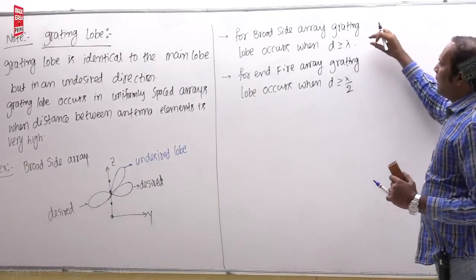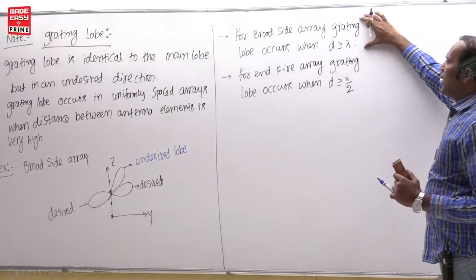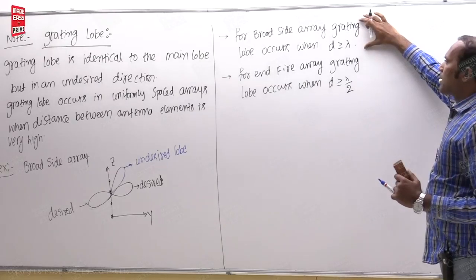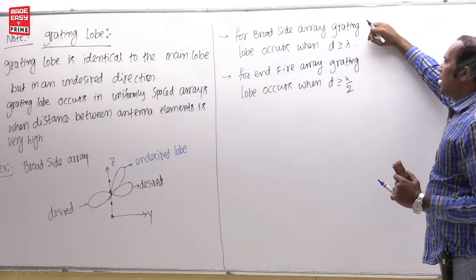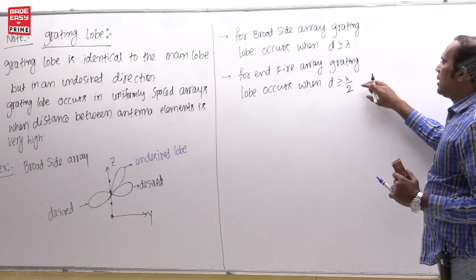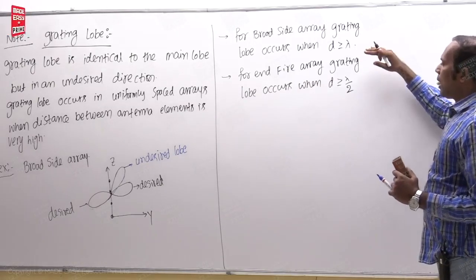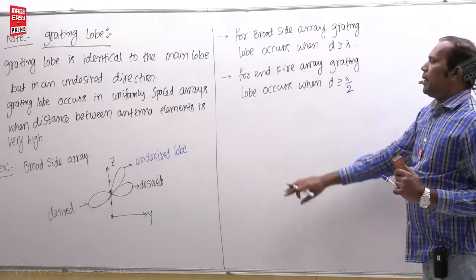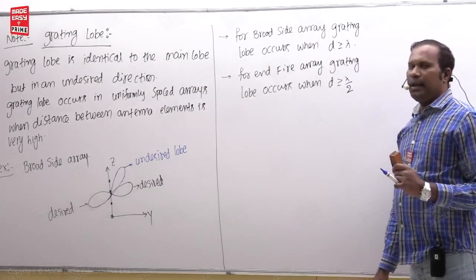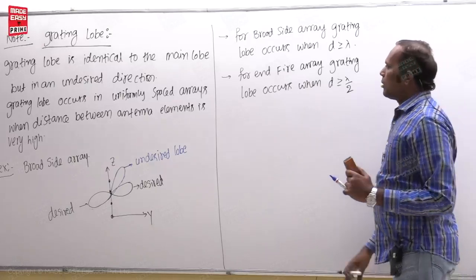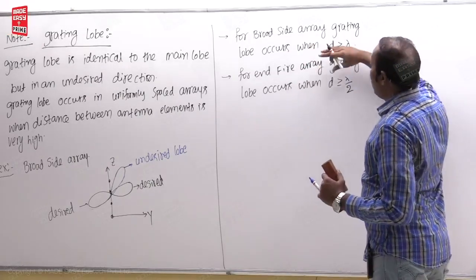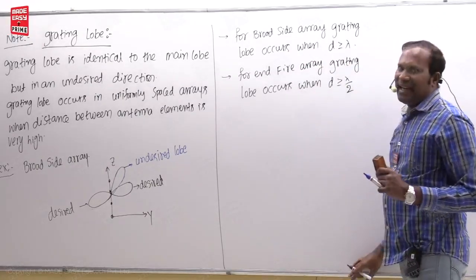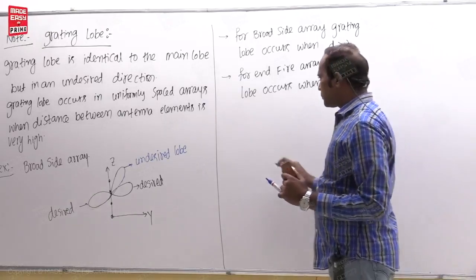Now commonly, how to avoid grating lobe effect in broadside? d should be less than lambda. How to avoid in endfire? d should be less than lambda by 2. Then how to avoid commonly? Both are called linear uniform arrays. So how to avoid commonly for both of them? Then d should be less than lambda by 2.